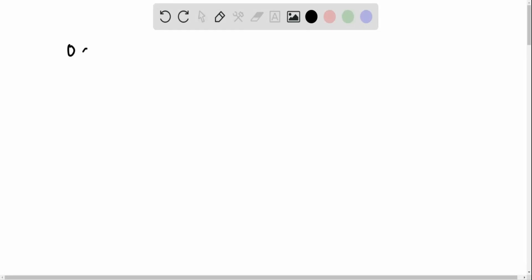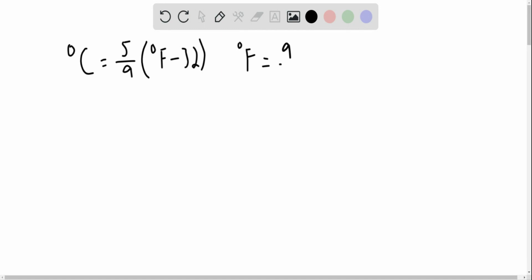So here we're going to have what? The first one is degrees Celsius equals 5/9 times degrees Fahrenheit minus 32. And now our other equation, which is just this basically reorganized, is degrees Fahrenheit equals 9/5 degrees Celsius plus 32. So here are two equations, and basically this question is pretty easy.